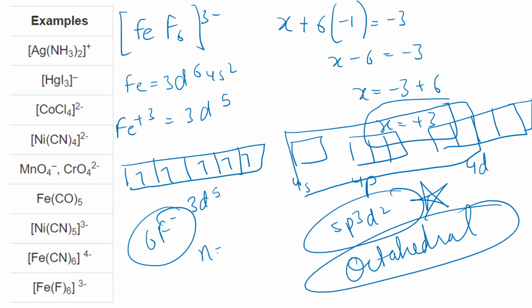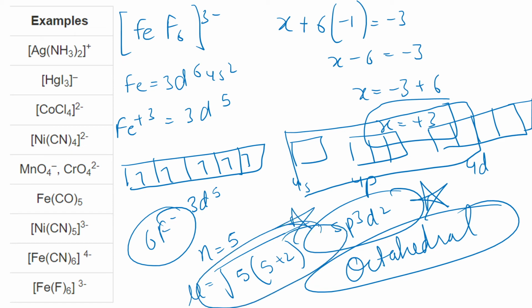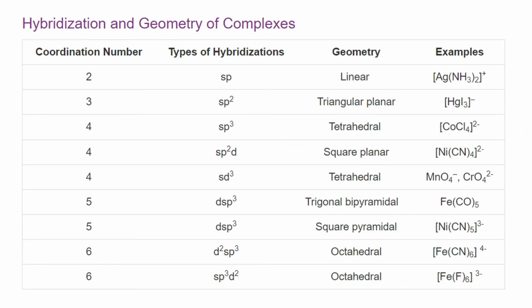Number of unpaired electrons over here: 1, 2, 3, 4, 5. Five unpaired electrons, so there will be some magnetic moment, that is the square root of n into n plus 2, that is 5 into 5 plus 2. Calculate this value and you will get the magnetic moment. The species is a paramagnetic species. So these are the geometries, their hybridization and their coordination number.